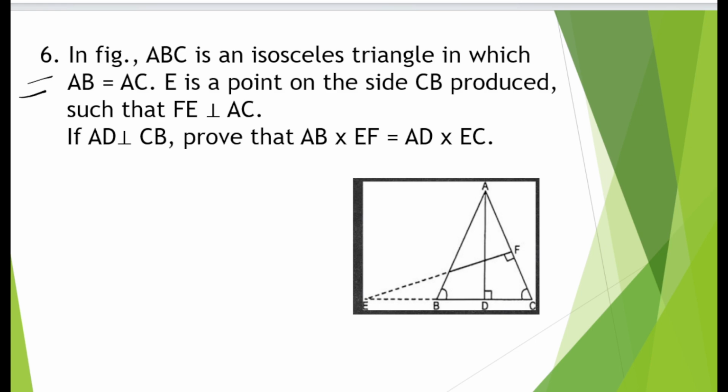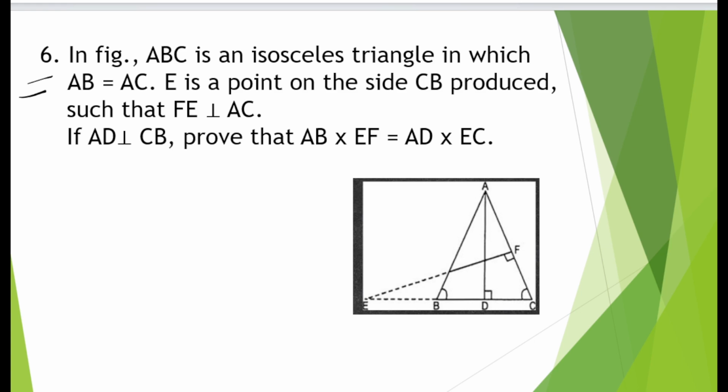Clear? All of you read this question carefully. I read this question in figure. ABC is an isosceles triangle in which AB equal to AC. E is a point on the side CB produced such that FE perpendicular AC. If AD perpendicular CB, prove that AB cross EF equal to AD cross EC.